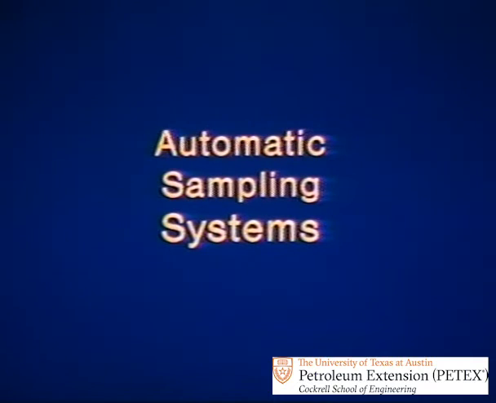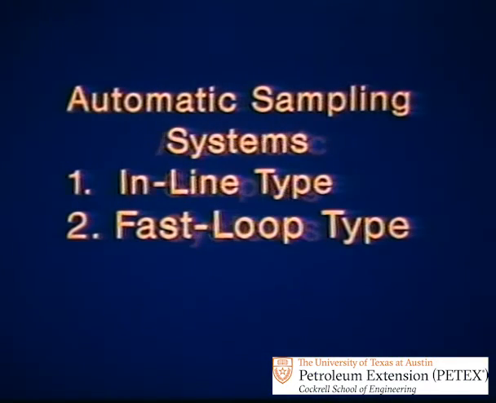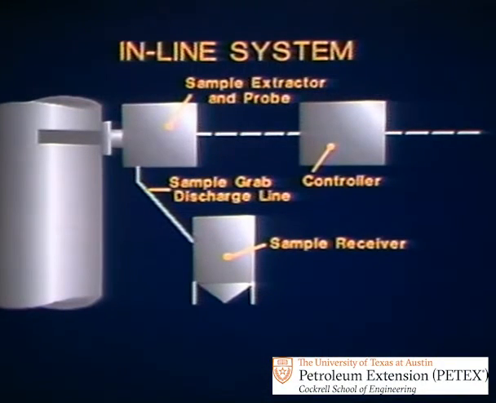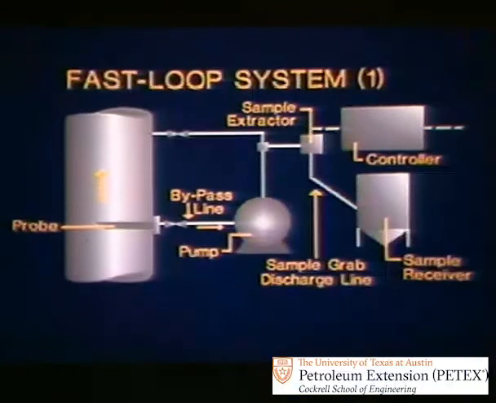Now let's look at automatic sampling systems. Two types of automatic sampling systems are the inline type and the fast loop type. Basically, an inline system consists of a combination probe and sample extractor mounted in the pipeline, a controller, and a sample grab discharge line to a sample receiver. We'll examine these parts in detail in a moment, but first, look at this fast loop system.